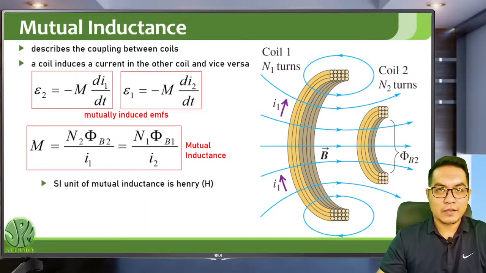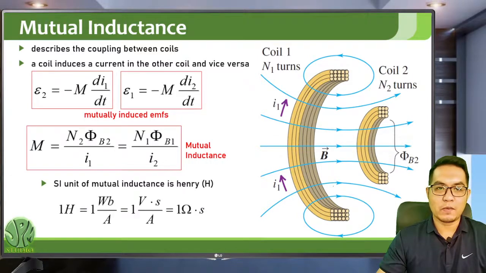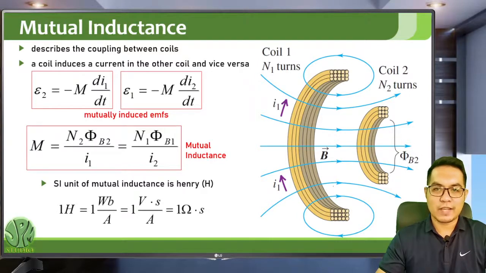The SI unit of mutual inductance is the henry, and 1 henry is 1 weber per ampere, or 1 volt second per ampere, or 1 ohm second.